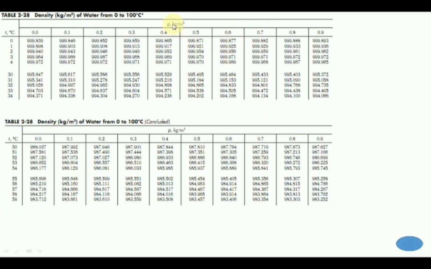Now suppose that at a temperature of 30.3 I want to find the density of water. Here you can see that this is the 30 and 0.3 is written over here. So I will come to this value. So this is 995.556. So this will be the density of water at a temperature of 30.3 degrees Celsius. In the same way, we need to find the density at any required temperature.